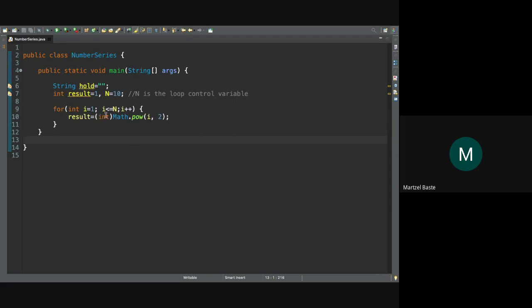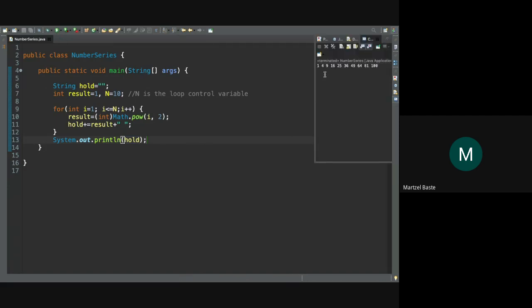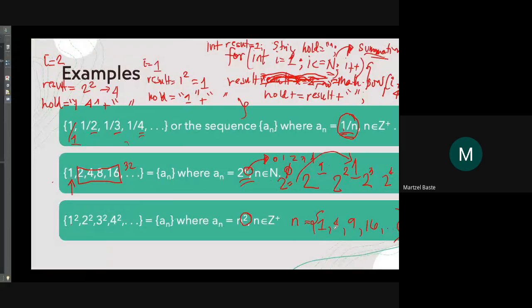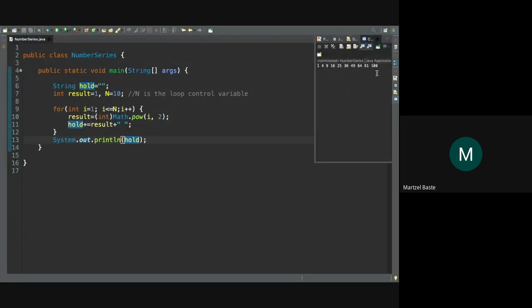But it's up to you again, no? It depending on ano yung requirement ng program. And then let's have here the hold plus equals the result. Let's have here the hold. So ayan, 1, 4, 9, 16, 36, 49, 64, 81, and 100.